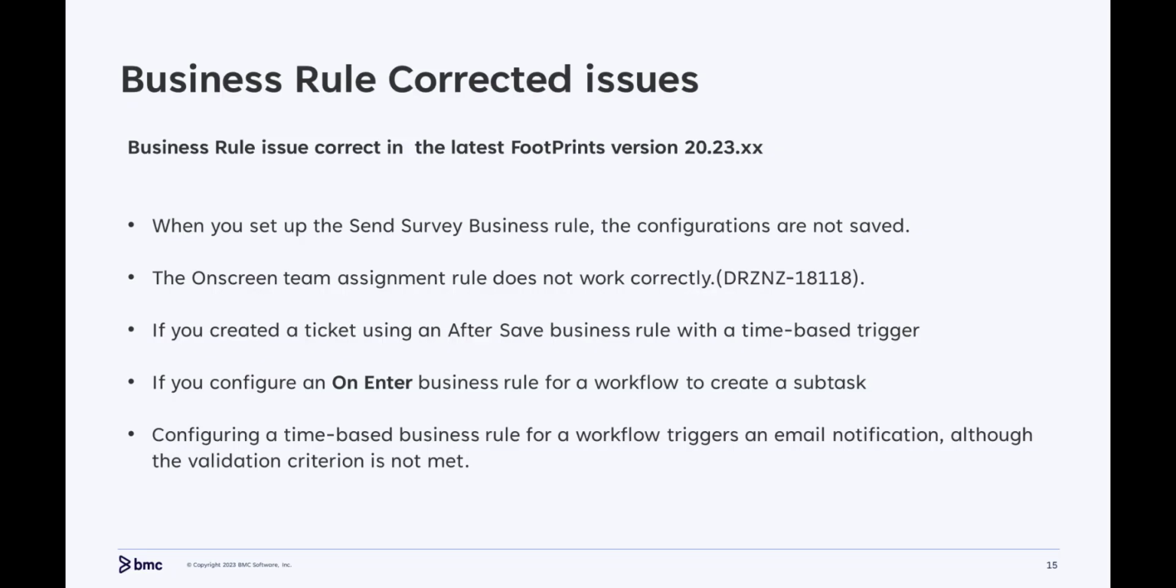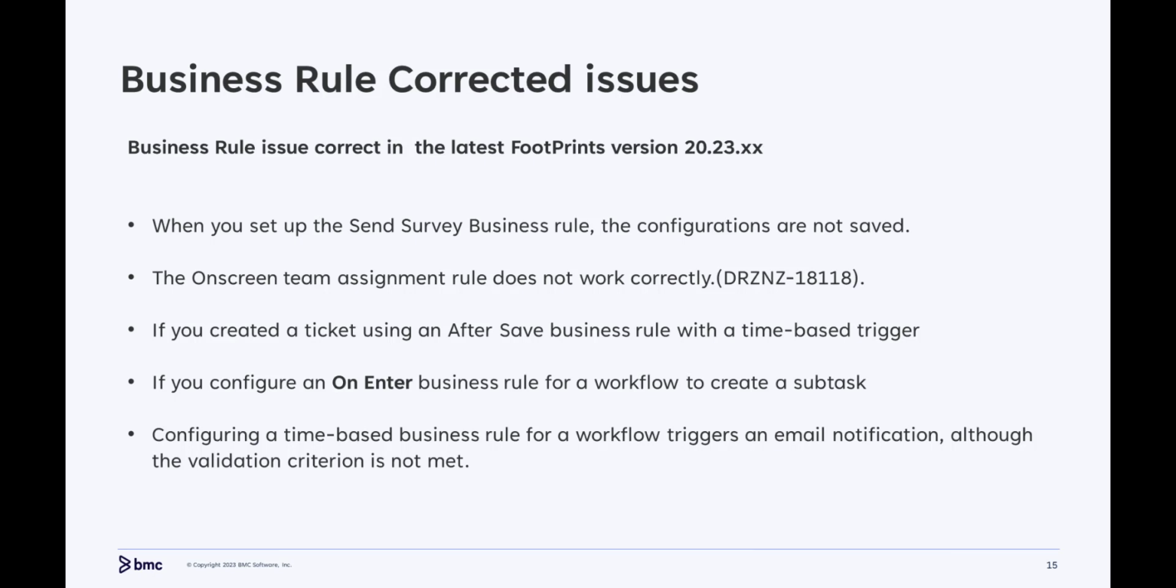Here is a list of business rule issues corrected in the 2023 patch 1 and patch 2 versions. When you set up the send survey business rule, the configuration was not saved. We have fixed this issue in patch 1. The on-screen team assignment rule didn't work correctly. If you create a ticket using an after-save business rule with a time-based trigger, this issue has also been fixed in the 2023 patch 1 version.